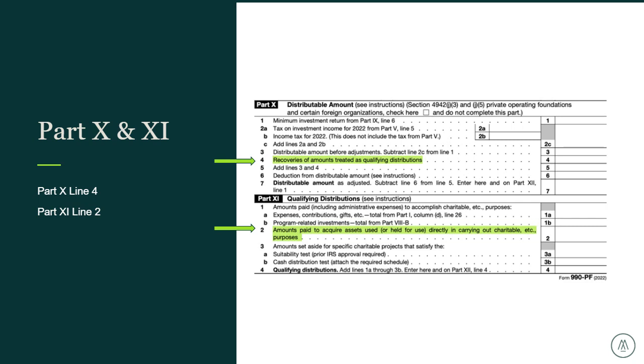So the first thing that goes into that is the disbursements for charitable purposes, which Emina went over on page 1, Part 1, column D, which is on a cash basis. And then any cash or funds distributed for program-related investments, and then any amounts paid to acquire assets for carrying out charitable activities. So you get credit for those in figuring your qualifying distributions, but then when you get the cash back or part of that cash back, you have to add it back to the distributable amount in future years.